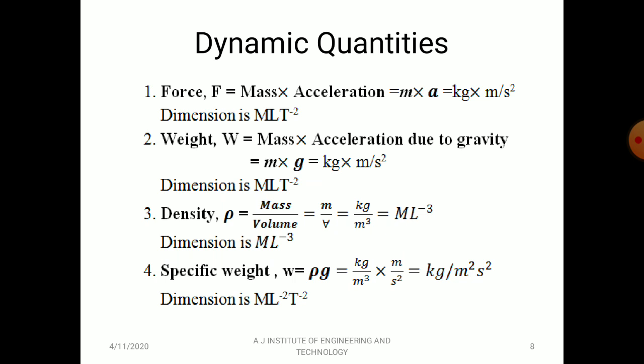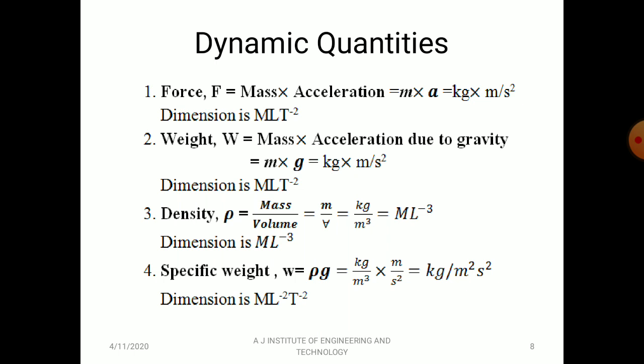Next, dynamic quantities. First one is force. As we all know, force is given by Newton's second law. So force equals mass into acceleration. Mass is represented by small letter m. Acceleration is represented by small letter a. So unit of mass is kg. Unit of acceleration is meter per second square. So overall unit becomes kg meter per second square. So dimension is M L T to the power minus 2.